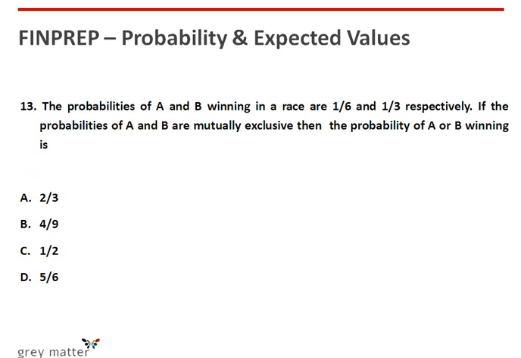13th problem, the probabilities of A and B winning in a race are 1 by 6 and 1 by 3 respectively. If the events A and B are mutually exclusive, then the probability of A or B winning is worked out as follows.